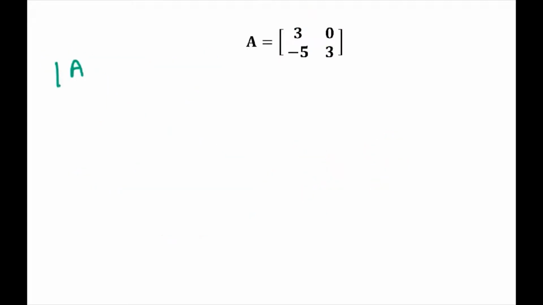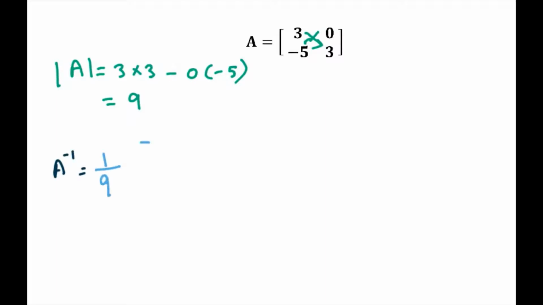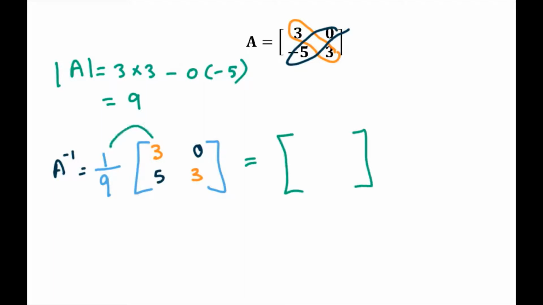Let's try this one here. So the determinant is equal to 3 times 3 minus 0 times negative 5. Well, 9 minus 0 is 9. Now the inverse is 1 over the determinant multiplied by, now it's time to switch between these two. They are already the same thing. And then change the signs of these two. 0 is 0, negative 5 will be 5. And then you write the final answer by multiplying these.